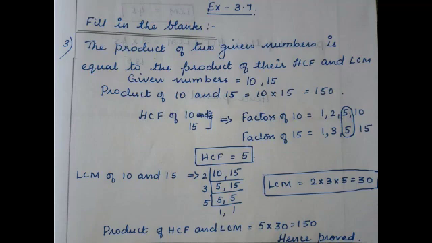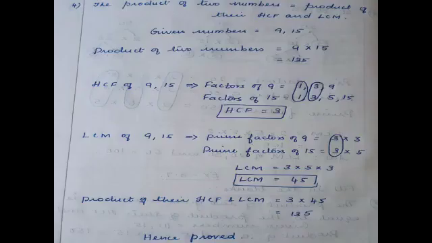Then you will find the LCM of 10 and 15. You can do it by any method, either by the prime factorization method or short division method. So the LCM of 10 and 15 is 2 into 3 into 5, that is equal to 30. So the product of HCF and LCM is equal to 5 into 30, which is equal to 150. Hence the statement is proved that the product of two given numbers is equal to the product of their HCF and LCM.